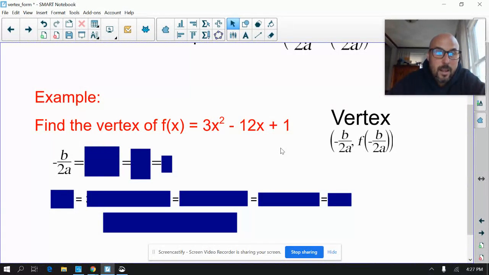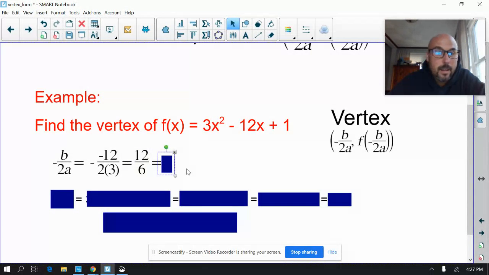So first things first, I have to find out what is negative b over 2a. Well, here b is -12, so negative b is going to be -12, divided by 2 times a, well, 2 times 3. The a value is 3. So c does not play a part here. And then I just evaluate. Negative makes it a +12, and 2 times 3 is 6, and 12 divided by 6 is 2. So the x part of the vertex is 2.